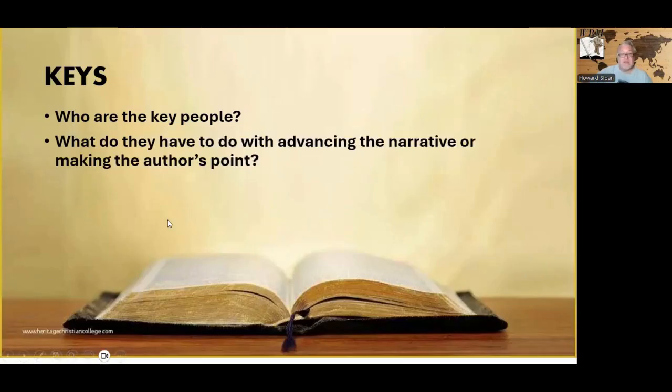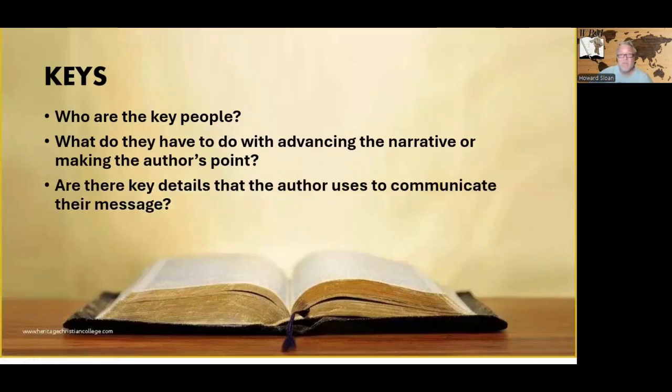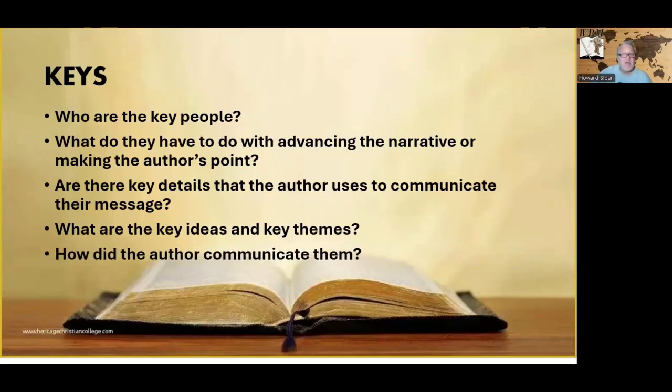Now to keys. At this point, the exegete should be able to identify the keys in the passage. This is really a summation of everything that the exegete has learned up to this point. Who are the key people? What do they have to do with advancing the narrative or making the author's point? Are there key details that the author uses to communicate their message? What are the key ideas and themes? How does the author communicate them?